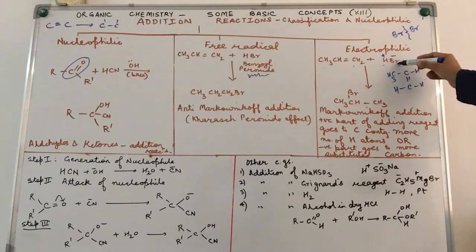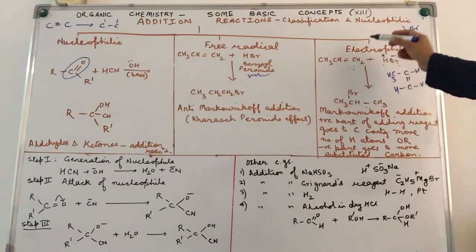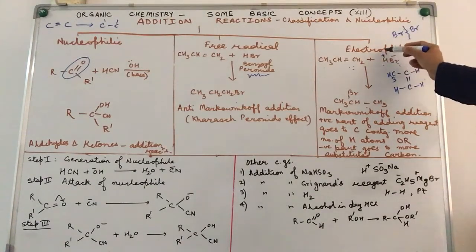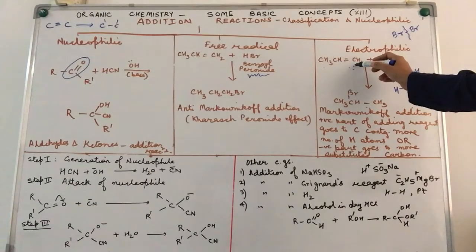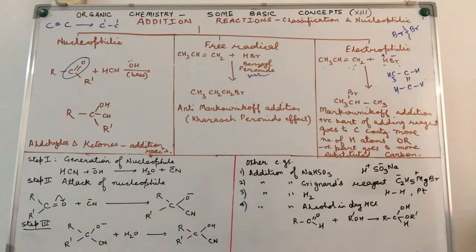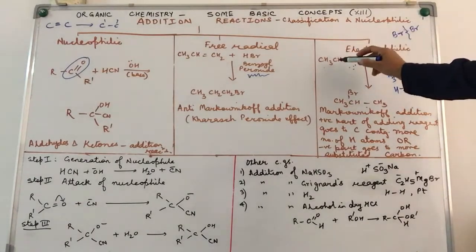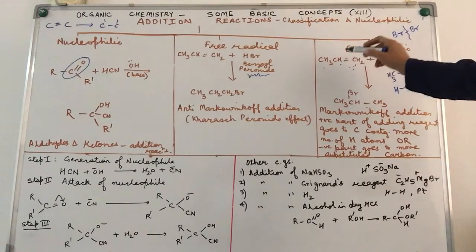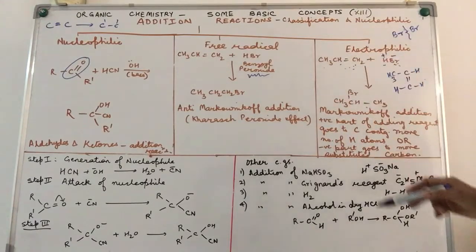When an unsymmetrical reagent is adding to an unsymmetrical alkene, the positive part of the adding reagent will go to the carbon containing more number of hydrogen atoms. This is what is called Markovnikov rule. This is alternately stated as the negative part of the adding reagent goes to the carbon which is more substituted when an unsymmetrical reagent adds to an unsymmetrical alkene.